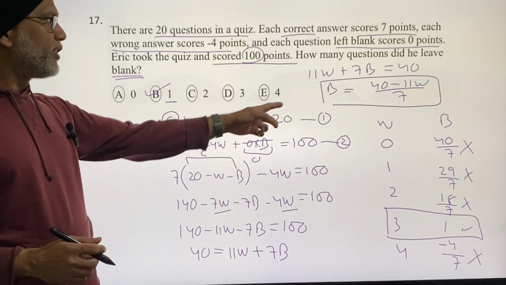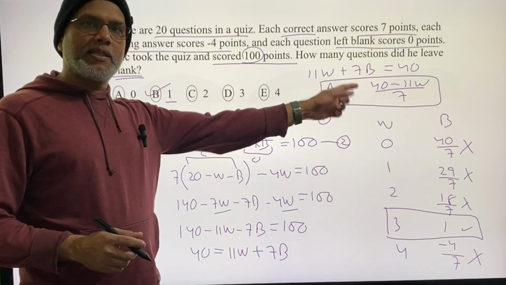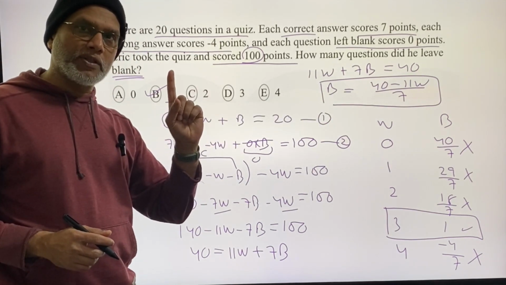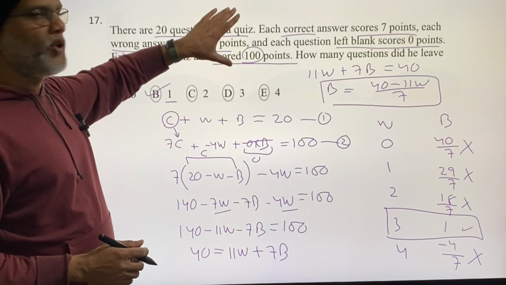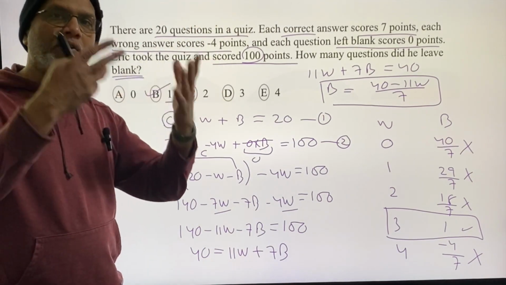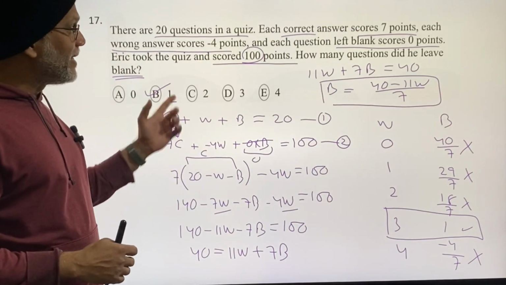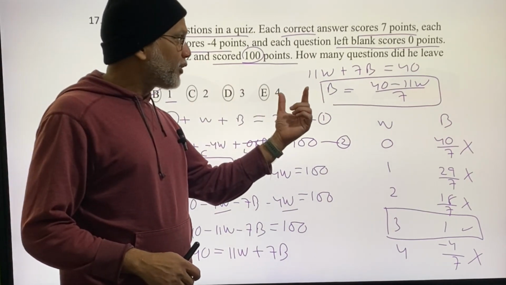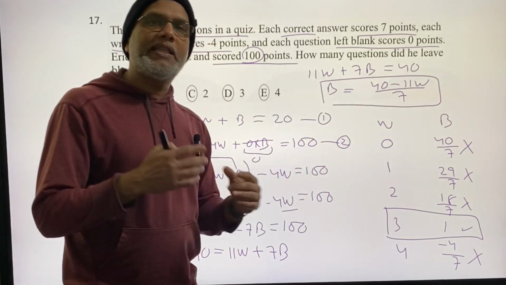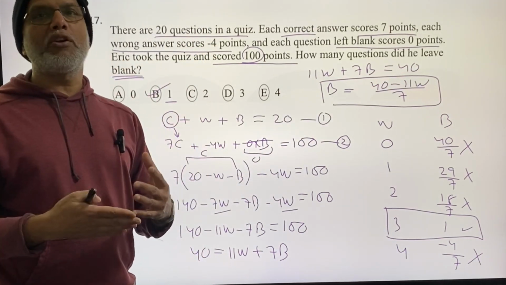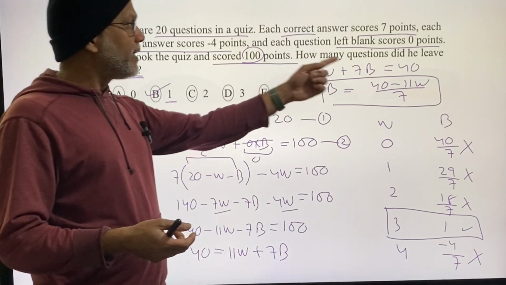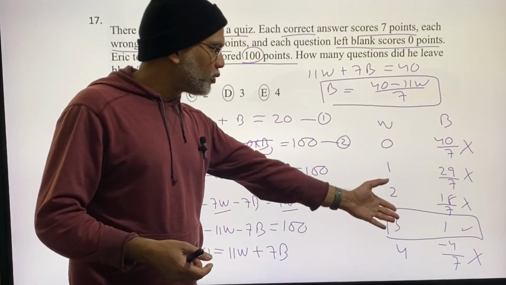But then at the end, I was stuck with this. I needed one more piece of information. And sometimes that will not be given to you explicitly. You have to infer, you have to come up with that information, right? And in this case, we had to infer that W and B cannot be negative or fractions, and we needed that information to be able to solve.